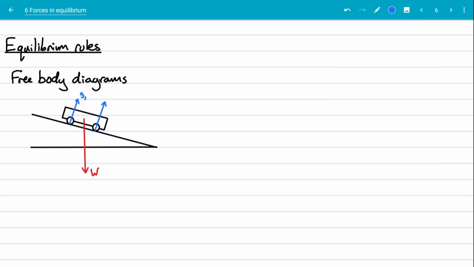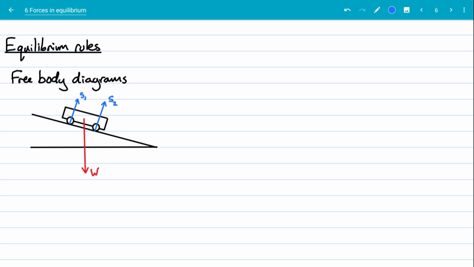And you'll notice that S1 and S2 are both perpendicular to the slope. And that's because the point of contact with the slope is a straight line, it's flat. I know it's an incline, but it's still not curved, it's still flat. So the S1 and S2 are both going to have to be perpendicular to that flat incline.